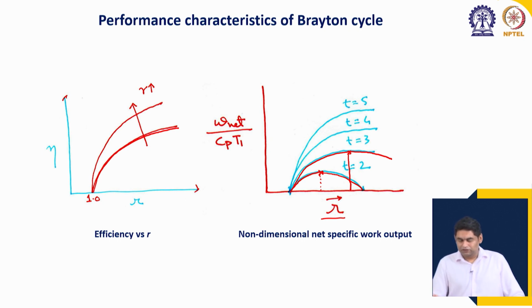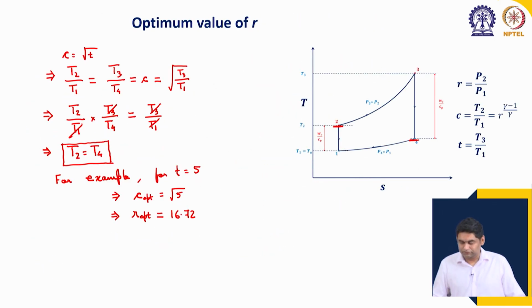So, considering both efficiency and work output, a value of R is selected near this optimum value of R, for significantly high values of T, such that we get good efficiency, but we also do not compromise on the net specific work output. So, I hope this is clear.